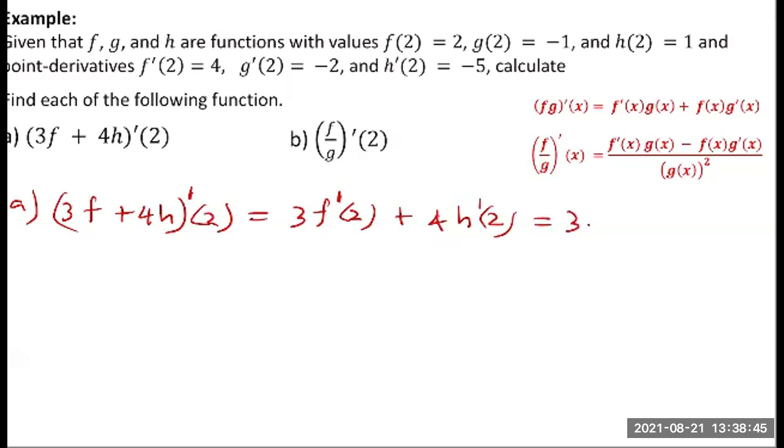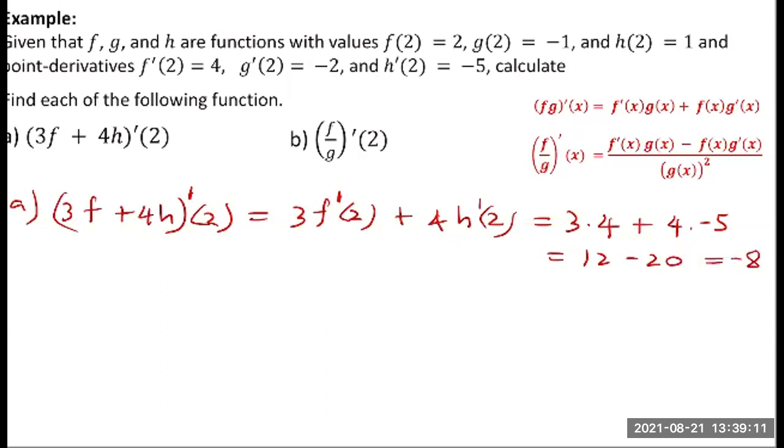Now your life is simple. 3 times, all these things are given. f prime of 2 is given. Your f prime of 2 is 4. So 3 times 4 plus 4 times h prime of 2. Your h prime of 2 is also given, which is minus 5. All you need to do is to simplify this. This is 12 minus 20, which is minus 8.